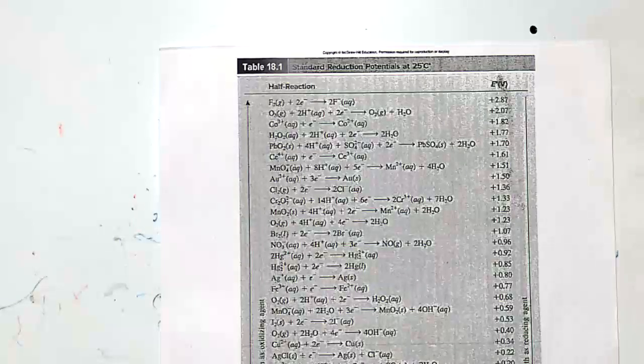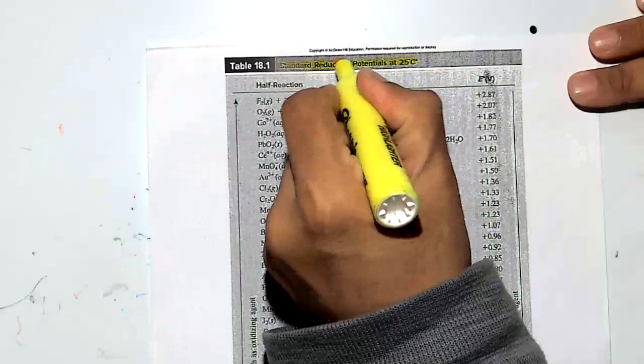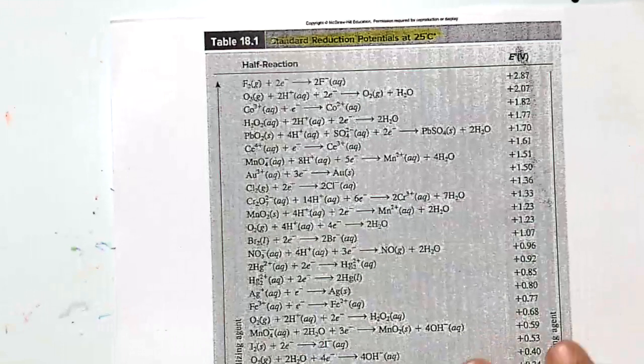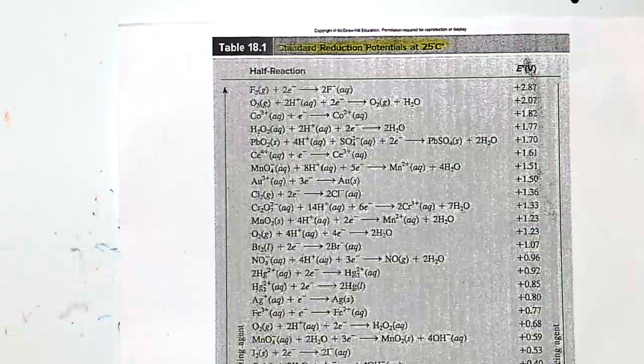This is called the standard reduction potential table. I have extra copies here if you need it for the test, if you want to make notes on it and use that for the exam, or if you want a fresh copy for the exam, that's okay. I can print out many of these.